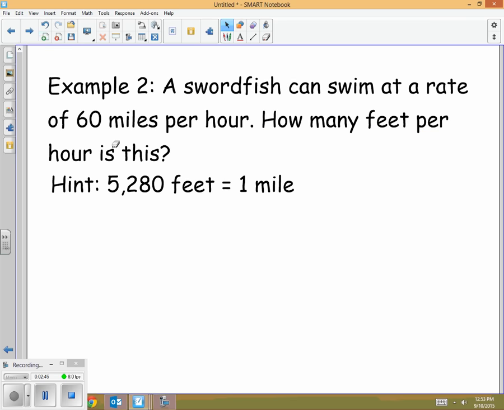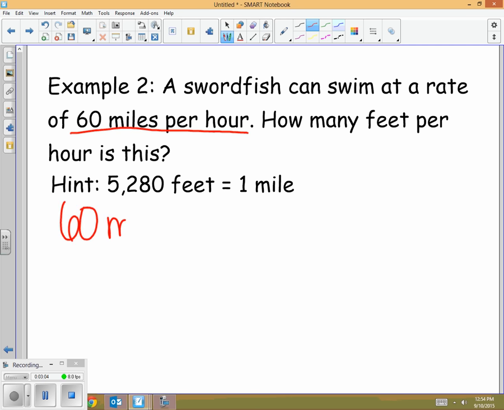For example 2, a swordfish can swim at a rate of 60 miles per hour. How many feet per hour is this? So again, we have some information given to us. 60 miles per hour is a rate, so I'm going to show the rate as a unit ratio. There's my fraction, 60 over 1. How many feet per hour is this?